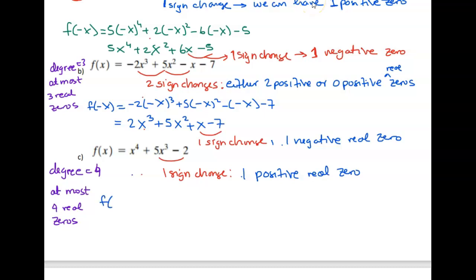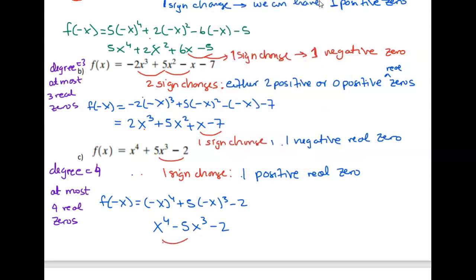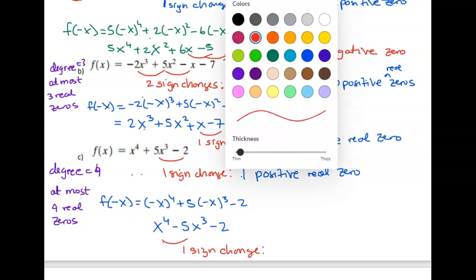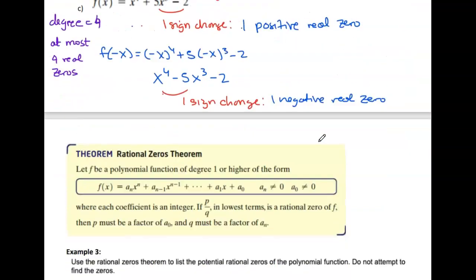I'm going to take the function and plug in negative x. So I have negative x to the 4 plus 5 times negative x cubed minus 2. This is positive x to the 4 minus 5x cubed minus 2. I count the sign changes. So positive to negative is 1 sign change. No sign change here. 1 sign change. So we have 1 negative real zero. All right. Excellent.